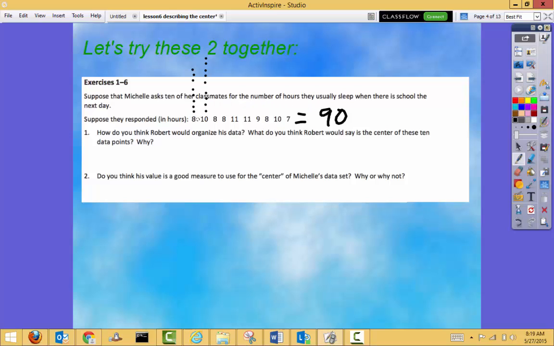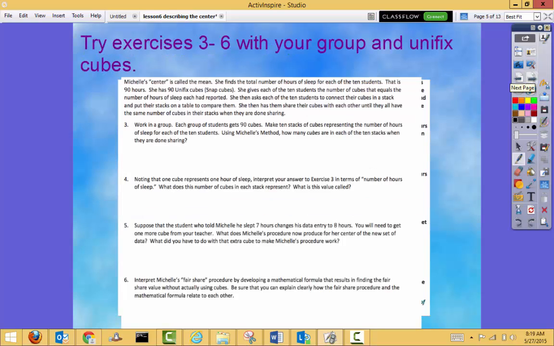Now, how much do you think each person would have? Well, I have 90 cubes total. There's 10 people. So what would I do? I would do 90 divided by 10, and I would get 9. So each person would end up with 9 cubes. Note that 1 cube represents 1 hour of sleep.